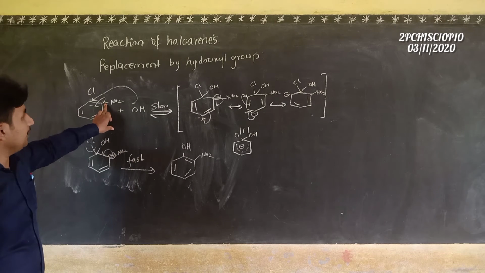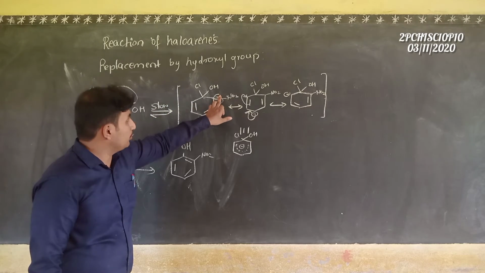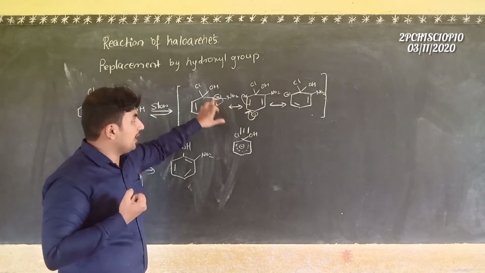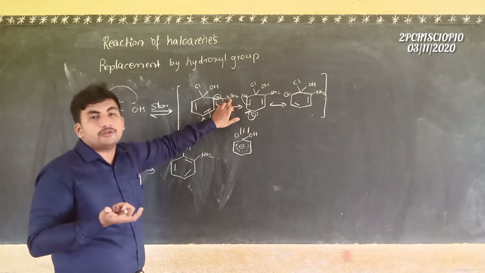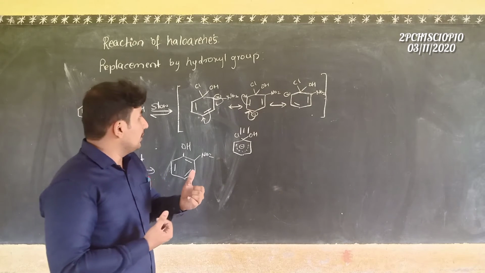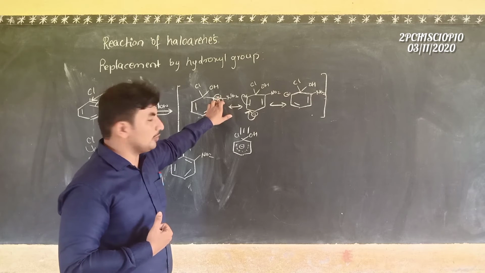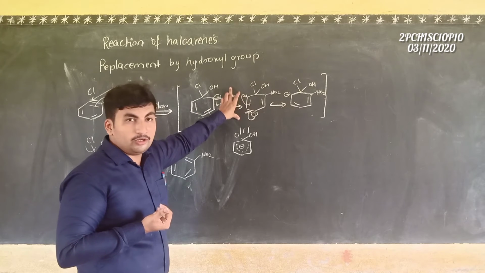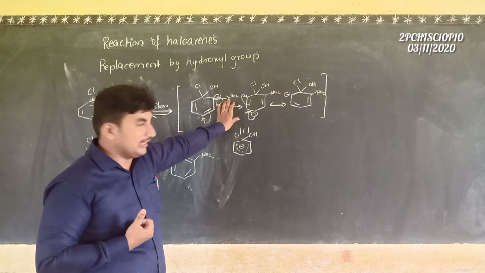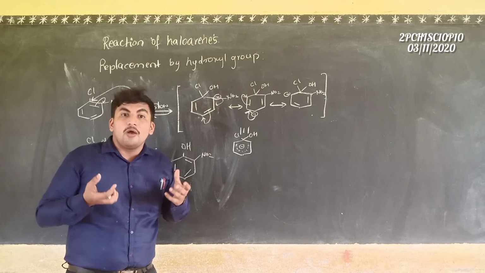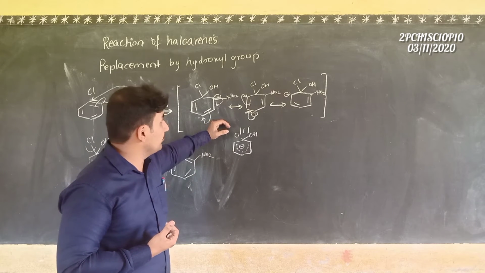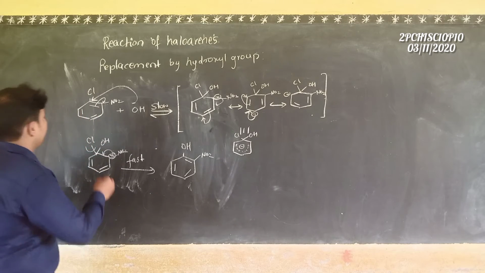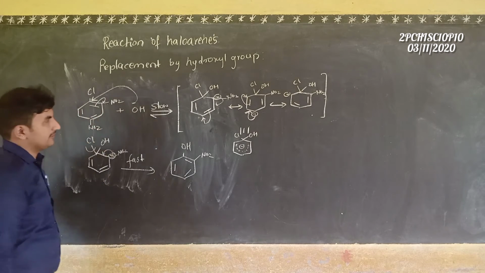See, the negative charge is at the ortho position, and this is an electron withdrawing group. The electron withdrawing group will pull the electron from the benzene ring, because the benzene ring has more electron density. So the electron withdrawing group pulls the electron towards itself, and this carbanion is very stable. That's the reason the reactivity is more at the ortho position. Suppose in the para position also an NO2 group is there.